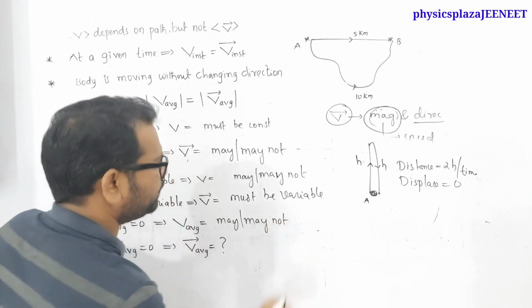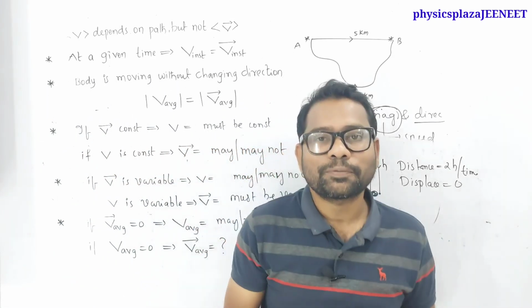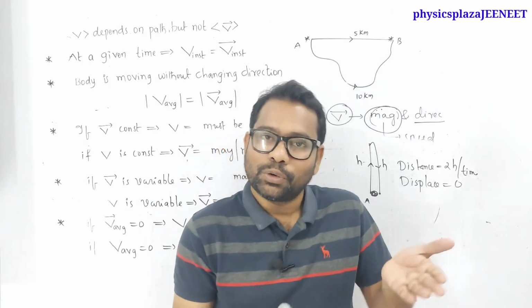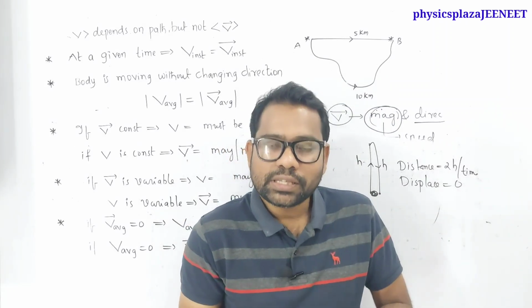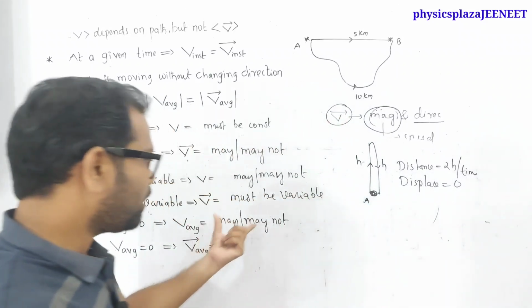You may get one doubt, sir, in which case average velocity may be 0. The body is at rest. If the body is at rest, there is no distance covered, and as there is no distance, there is no average speed. Clear? So it may or may not.